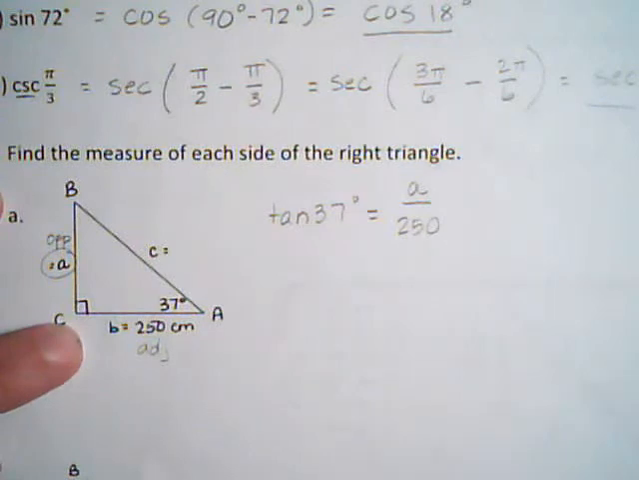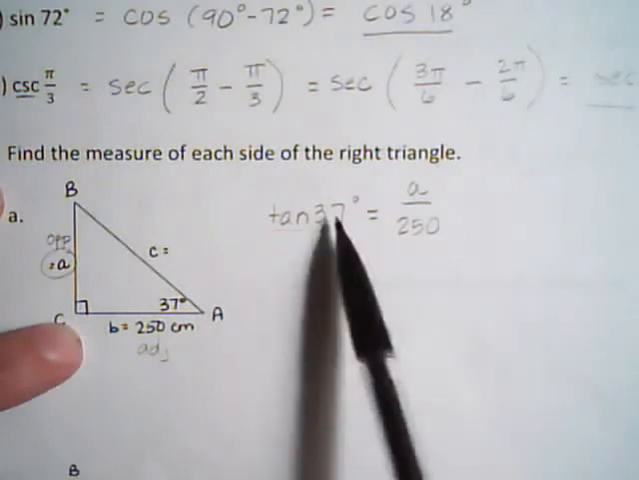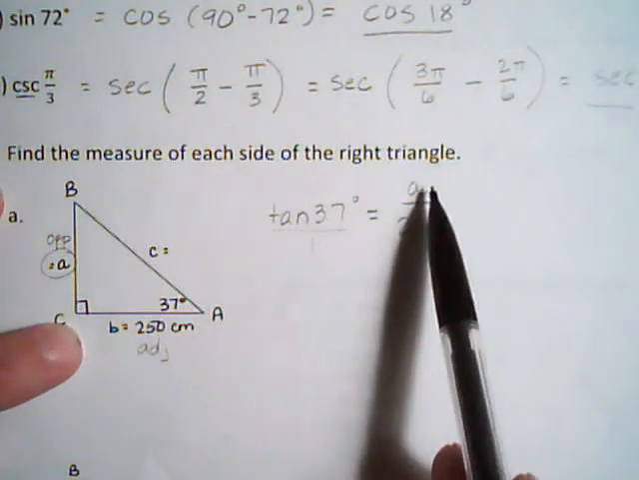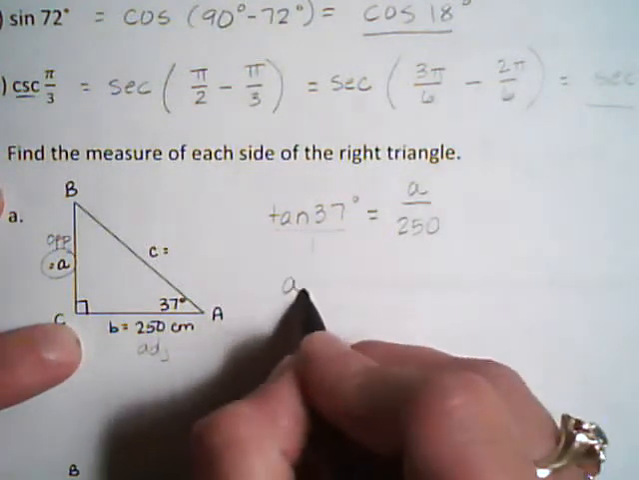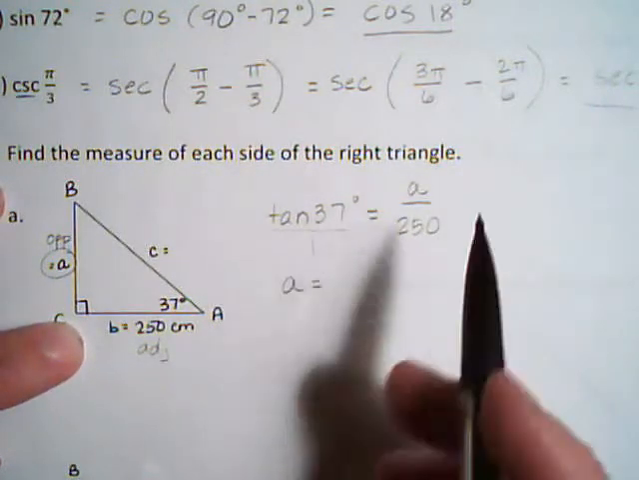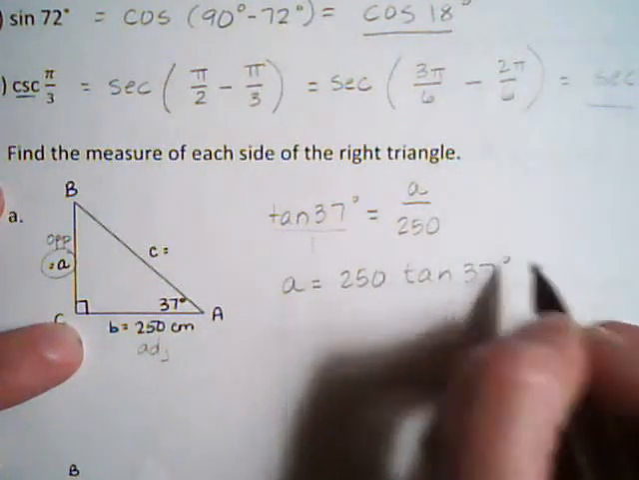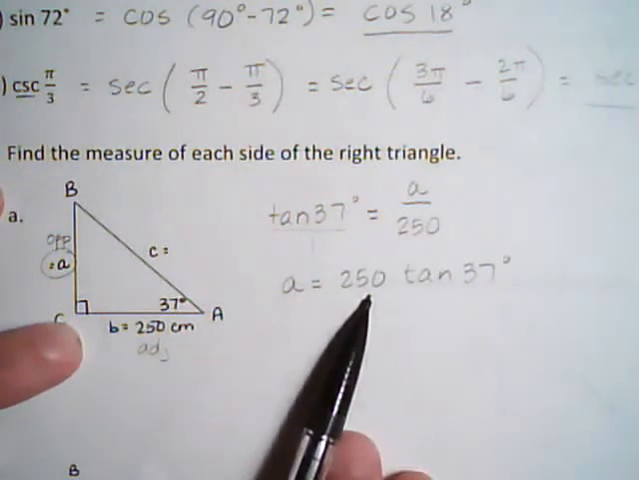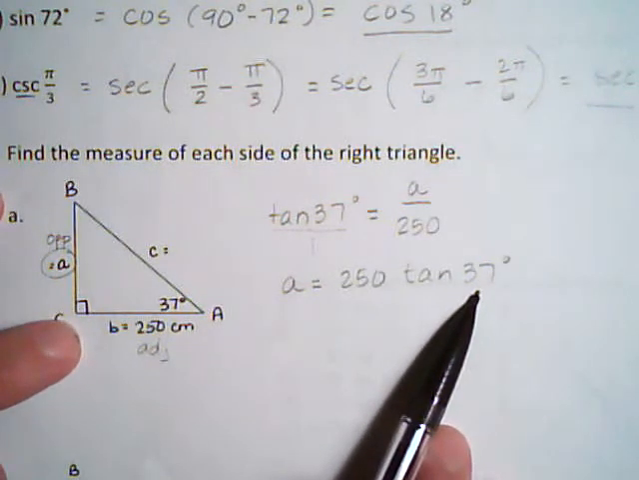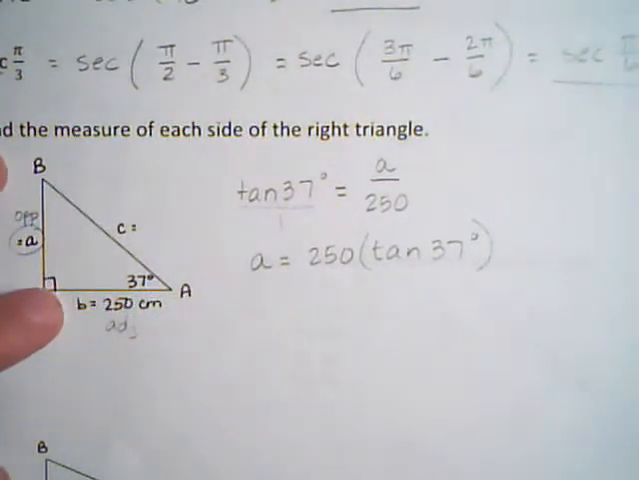Okay, then that gives me an equation that I want to solve for A. The way that I look at it is kind of like cross multiplying. This is understood to be over 1. I can cross multiply, which would give me 1 times A equals 250 times the tangent of 37 degrees. Now, I usually always write the number in front because you wouldn't want to multiply it by the 37, okay? So it's 250 times the tangent of 37.